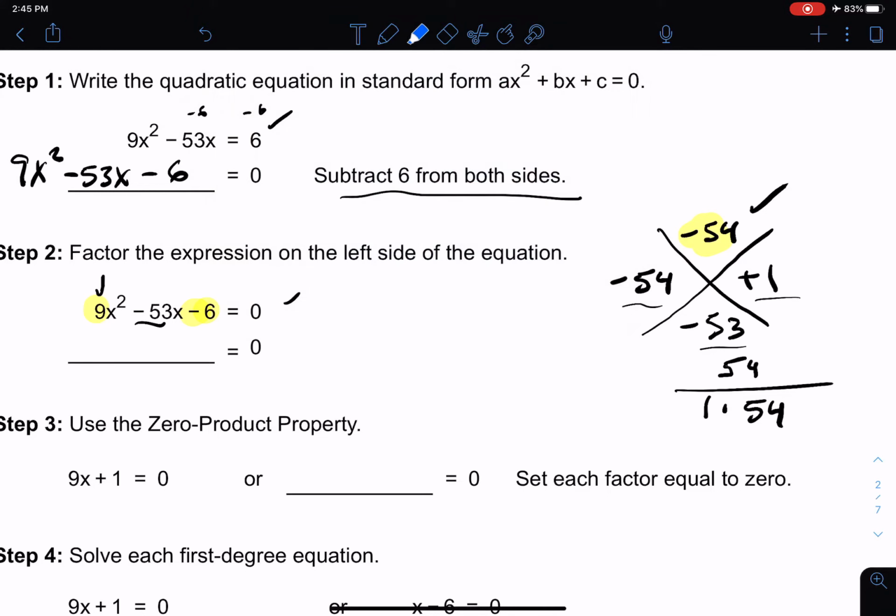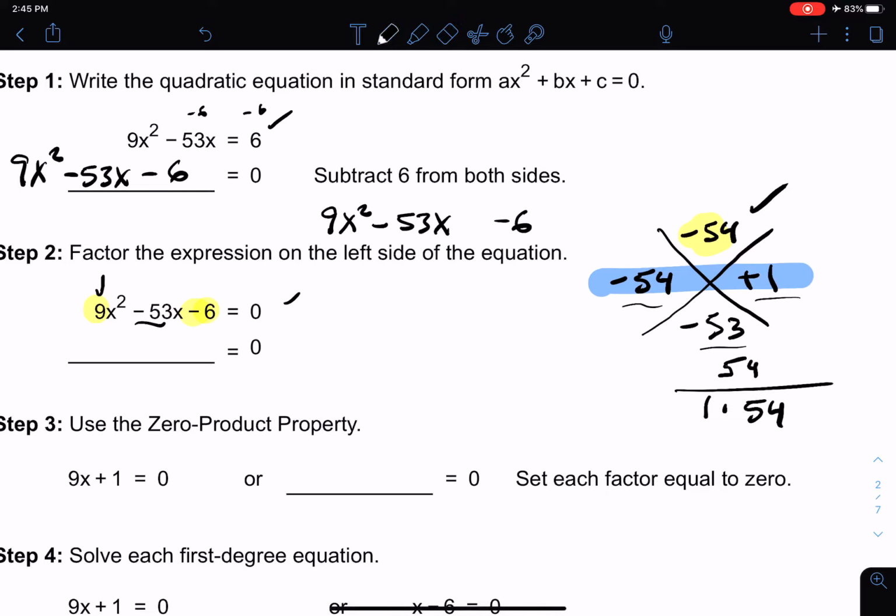I'm going to make those blue. And space-wise, we're a little tight on space for this problem, doing all this factoring in this tiny space. So remember we had, I'm going to write this up here, 9x squared minus 53x minus 6 equals 0. Actually, right now all we're doing is factoring, so I'm not going to worry about the 0 part. We're just factoring.